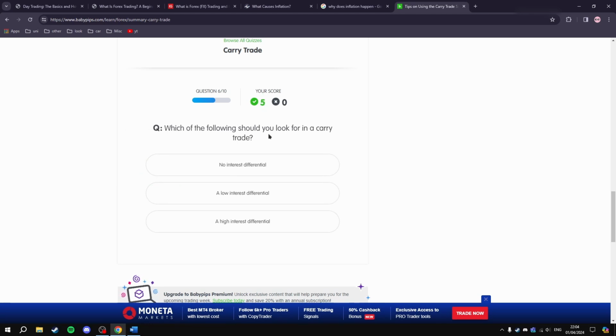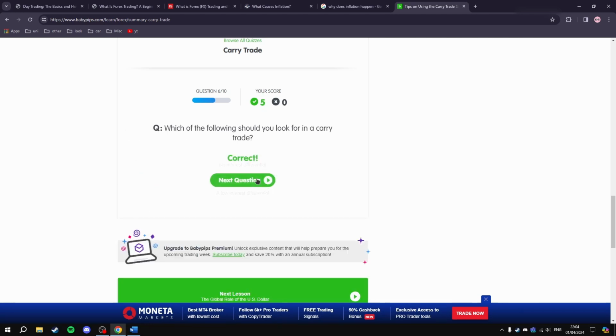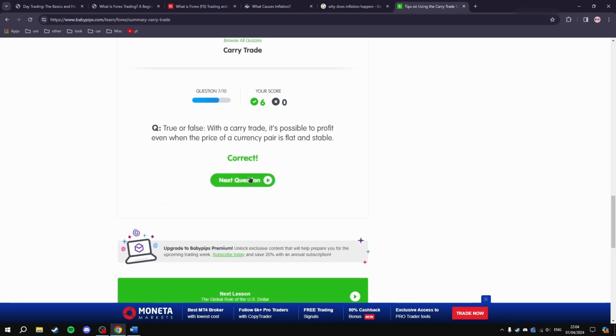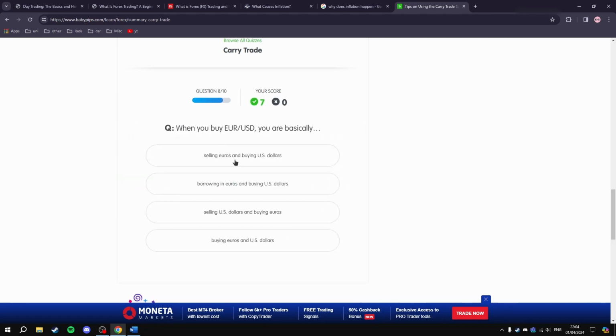Which of the following should you look for in a carry trade? A high interest rate differential. True or false? With a carry trade, it's possible to profit even when the price of a currency pair is flat and stable. True, because of the interest rate differential.